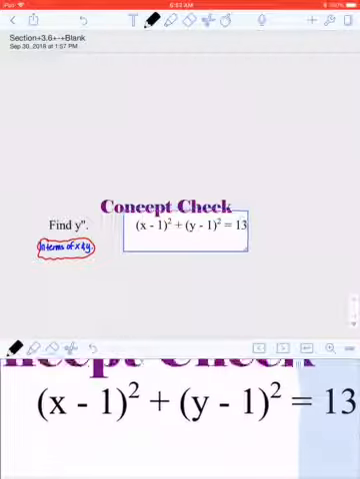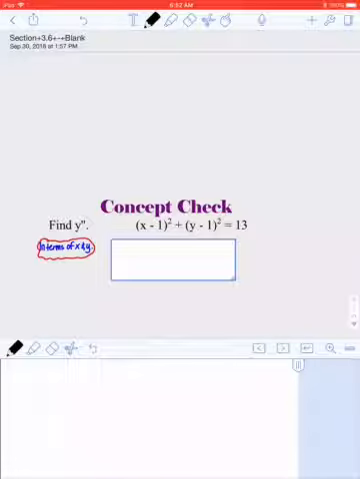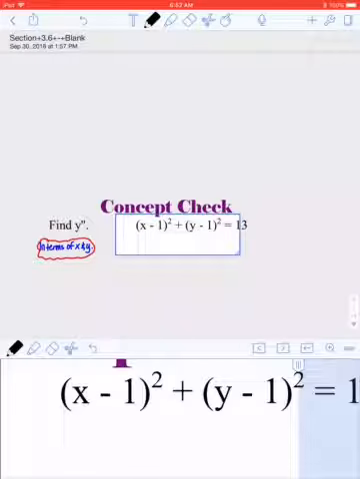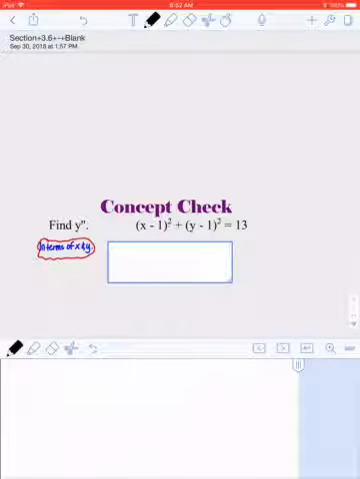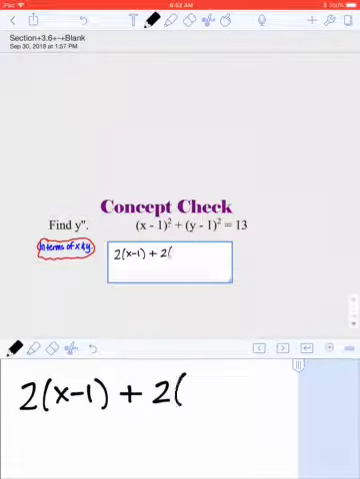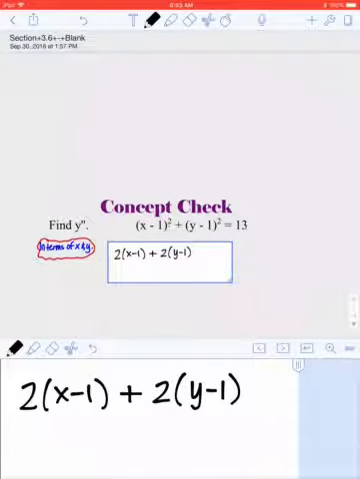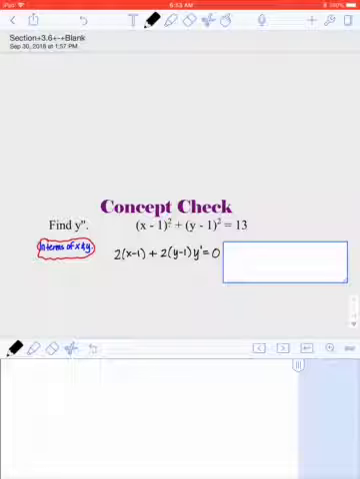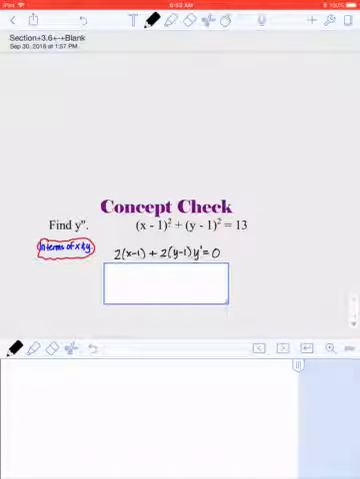Here's what we have. So we have a little chain rule situation going on. Clearly the outside function here would be something squared, the inside function x minus 1. So the derivative of the outside would be 2 times the something, and then the derivative of the inside would just be 1, so I'm not even going to write anything. Then same idea over here, 2 times the something, but now the inside derivative is y prime, and the derivative of 13 is 0.